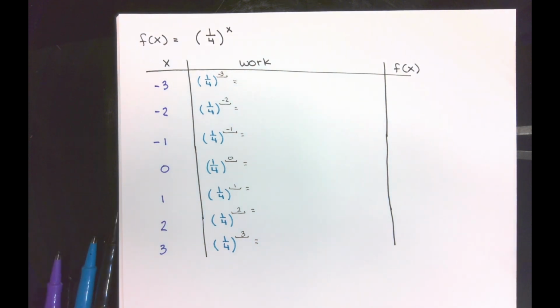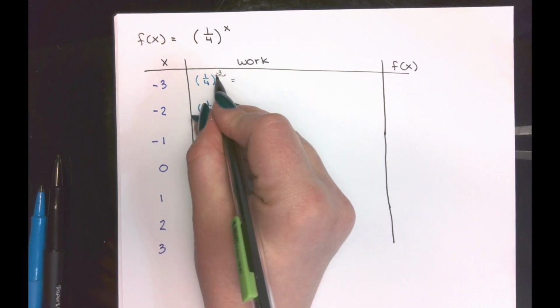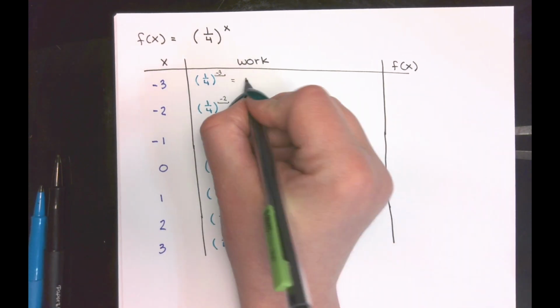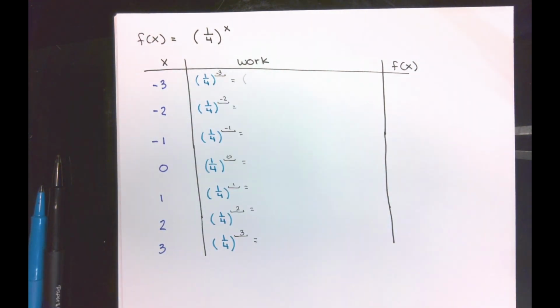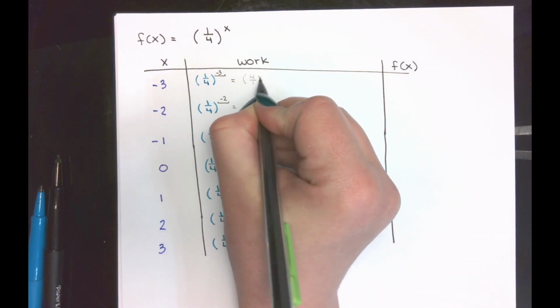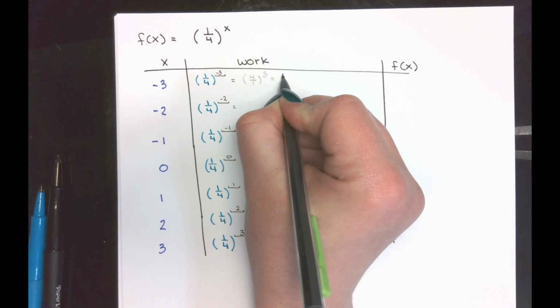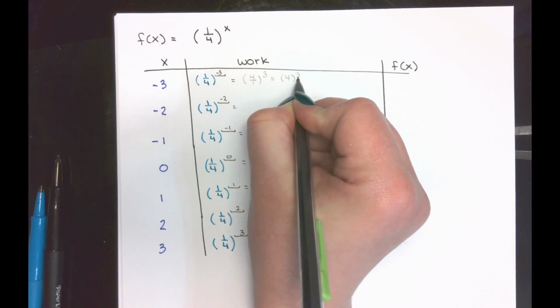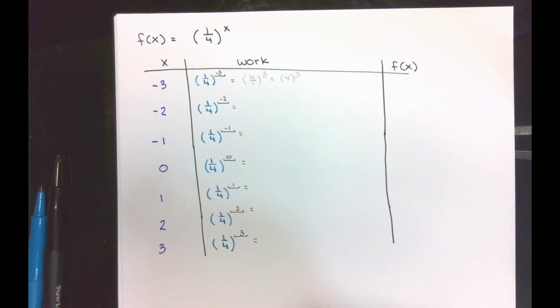And we're going to continue to ask ourselves, is the exponent negative? If the exponent is negative, you're going to flip the base. Now you have a choice to make. You can flip it as 4/1 and make it positive, or you can flip it as just 4 and make the exponent positive. I'm going to do just 4.